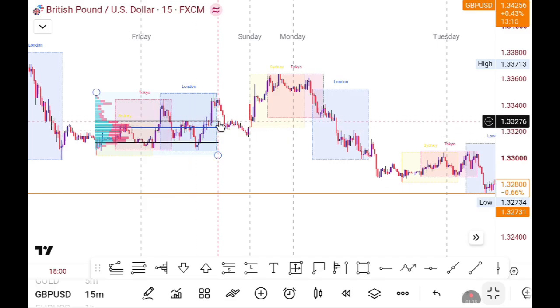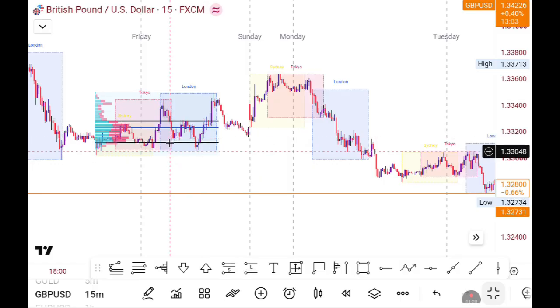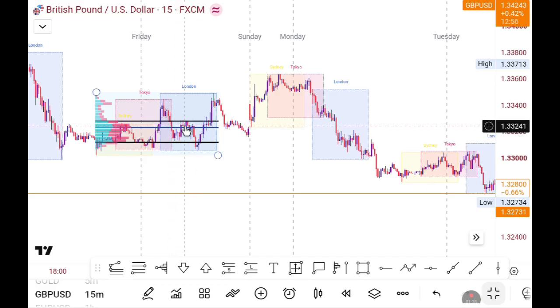If you don't know what these three lines are, the first one is the value area high, the middle one is the point of control, and this one is the value area low. The values will work as support and resistance, and this middle one will act as the main point of control. Let's see how it played once the week opened.